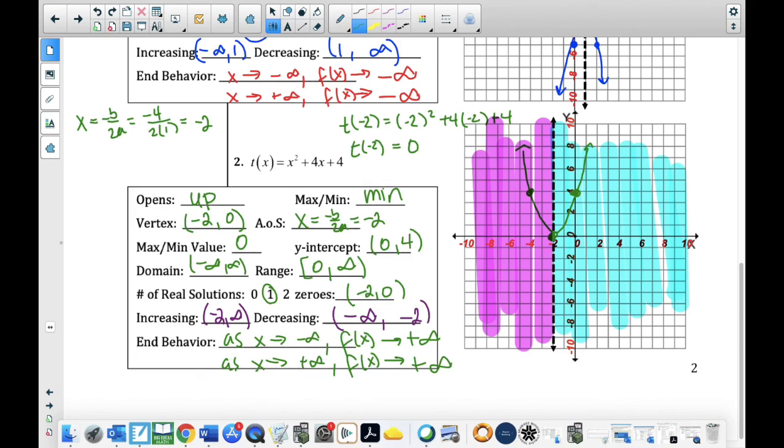All right, that is a real quick introduction to standard form. When we get to class, we will do some practice with these.